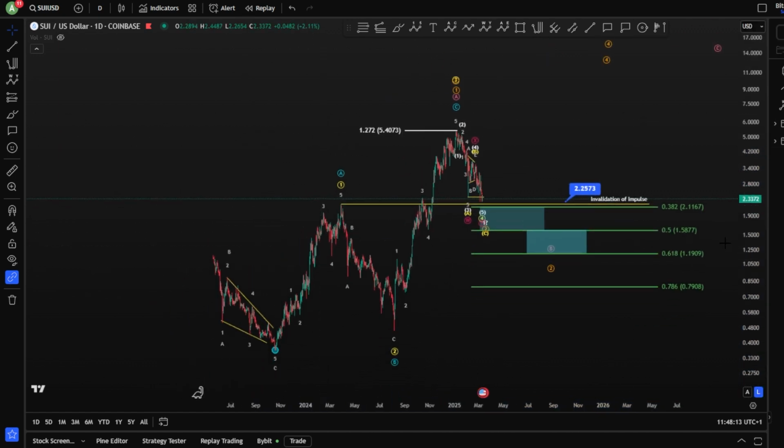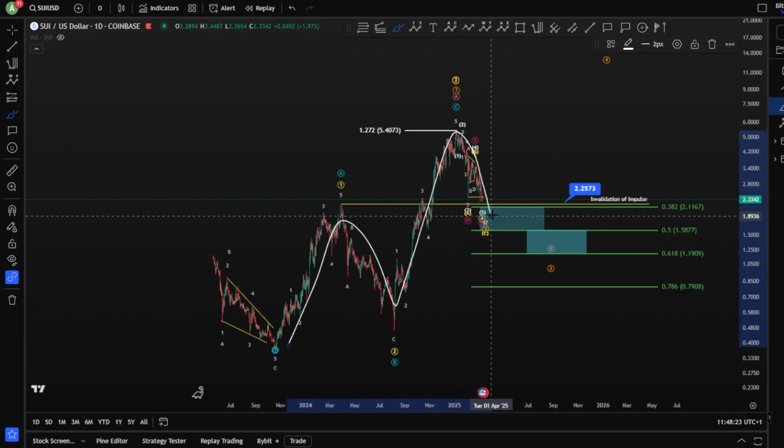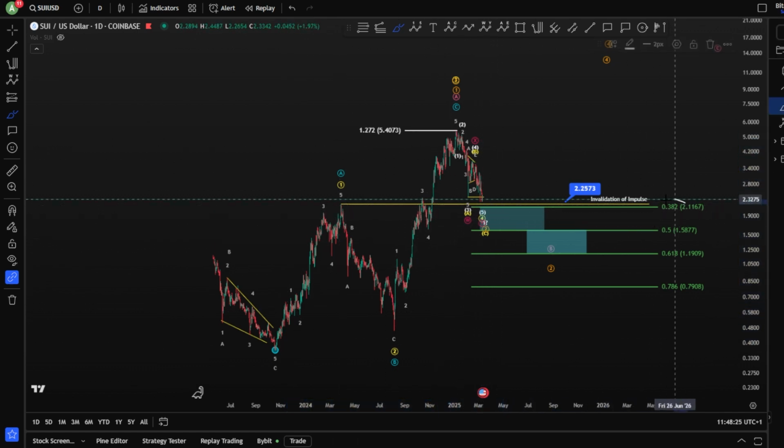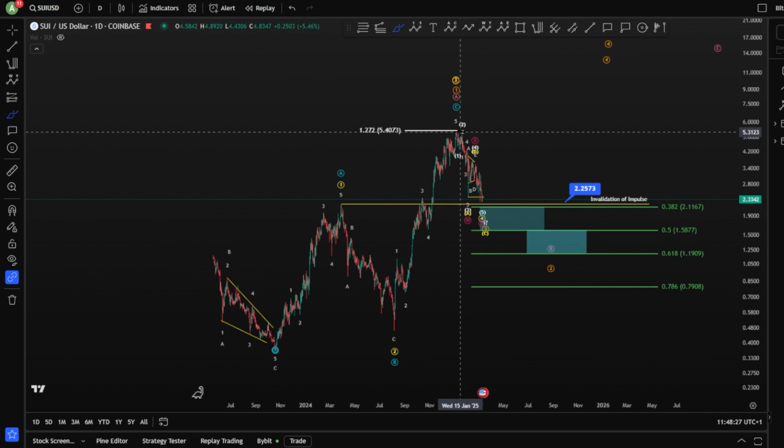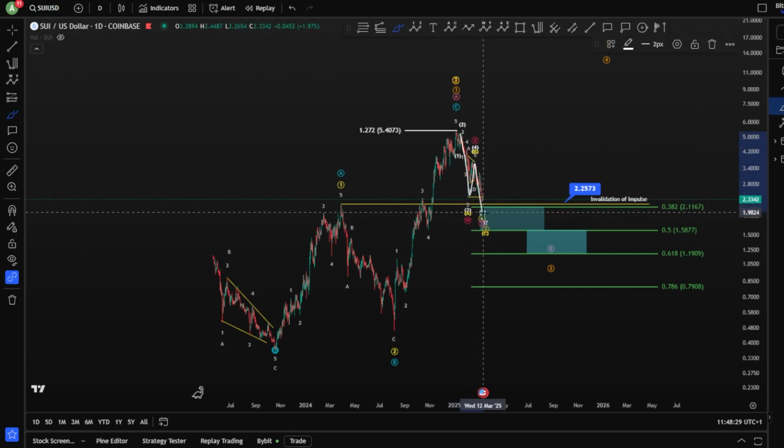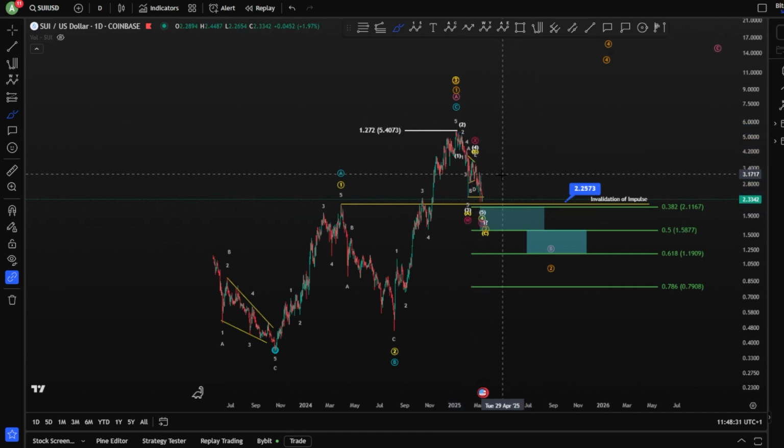Now what it can do, this blue box, of course, even if we invalidate this impulse, guys, it doesn't mean that we cannot still be bullish. Don't forget that you have 1-2 and 1-2. Your wave 2 here has a minimum target of 0.38, but only if we finish in WX and a Y and then move toward the upside. So these are the scenarios here for SUI.